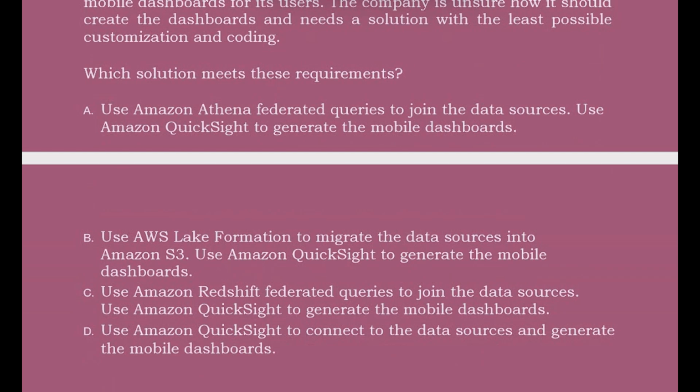Option A, use Amazon Athena federated queries to join the data sources. Use Amazon QuickSight to generate the mobile dashboards. Option B, use AWS Lake Formation to migrate the data sources into Amazon S3. Use Amazon QuickSight to generate the mobile dashboards. Option C, use Amazon Redshift federated queries to join the data sources. Use Amazon QuickSight to generate the mobile dashboards. Option D, use Amazon QuickSight to connect to the data sources and generate the mobile dashboards.